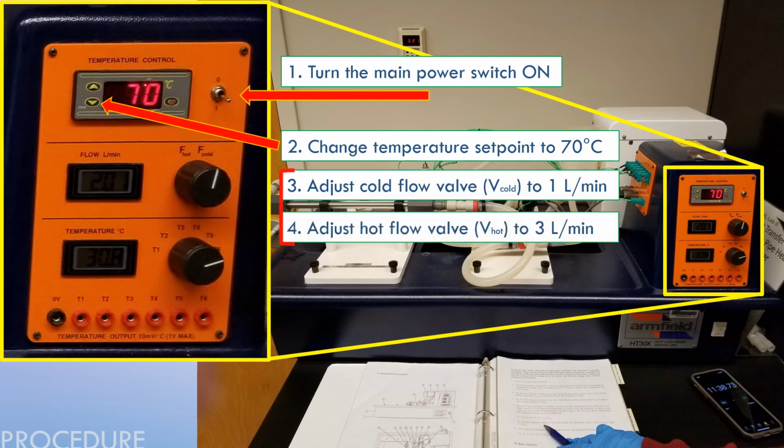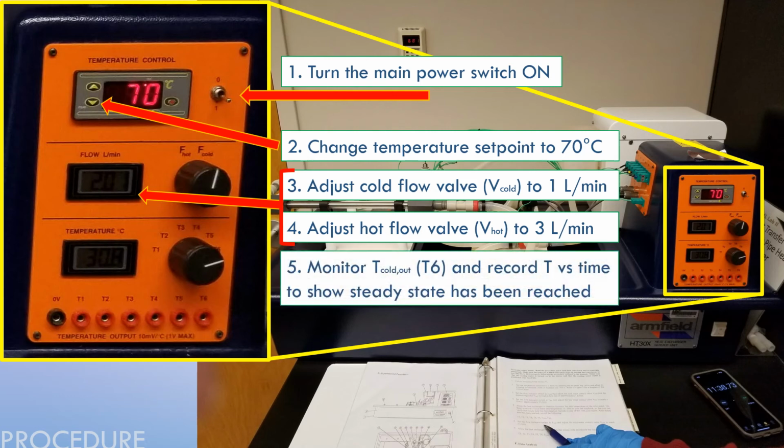Our next two steps are going to be done in the middle section of our user interface, right here. We'll be adjusting the cold water valve to 1 liter per minute and the hot water valve to 3 liters per minute. The dial to the right, F hot and F cold, indicates the flows that are being read. Adjust each valve accordingly and ensure that the flows have reached steady state before continuing. Finally, monitor our cold temperature outlet, T6, and record the temperature versus time to show that steady state has been reached.